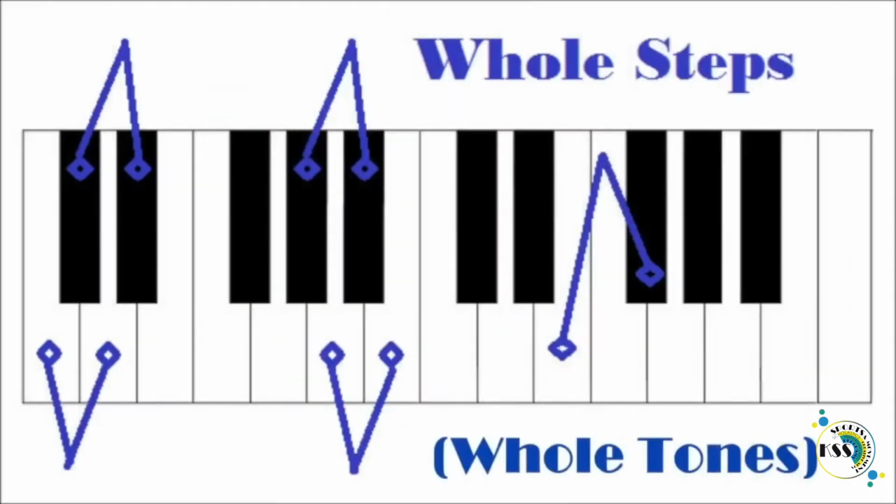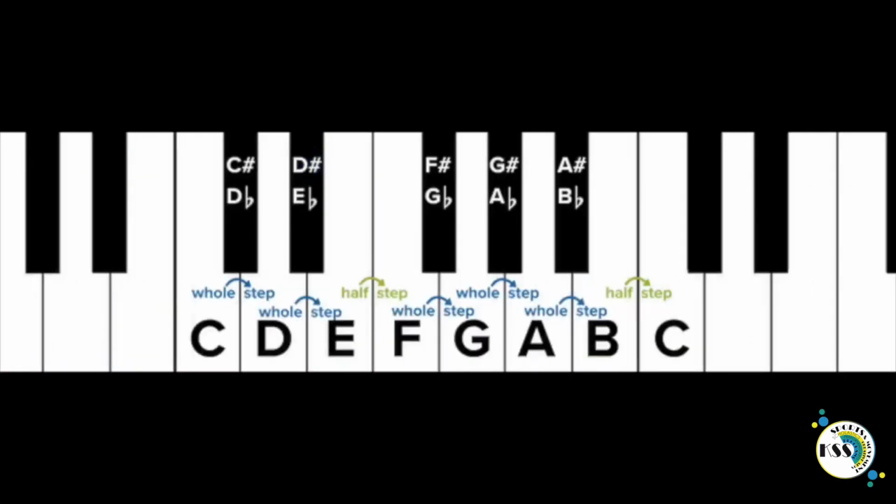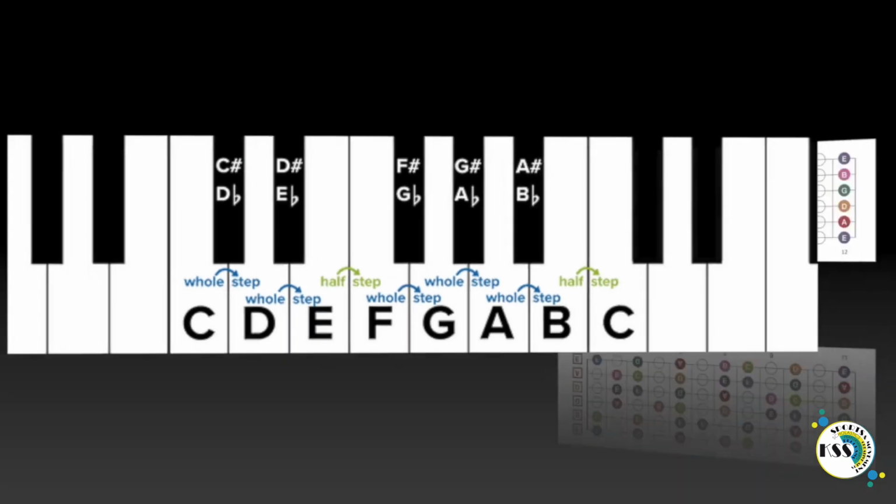Now, if you're playing 2 notes that have a black key in between, that means you're jumping over a whole step. So C to D will be a whole step since you're going over C sharp, or G to A will also be a whole step since you're going over G sharp. Now, if I'm on E and I want to go up a whole step, I will need to go to F sharp, because E to F is only a half step, and F to F sharp is another half step.